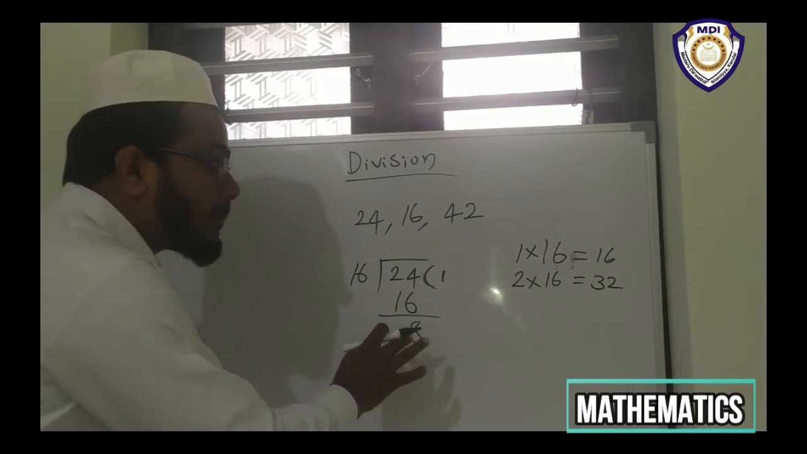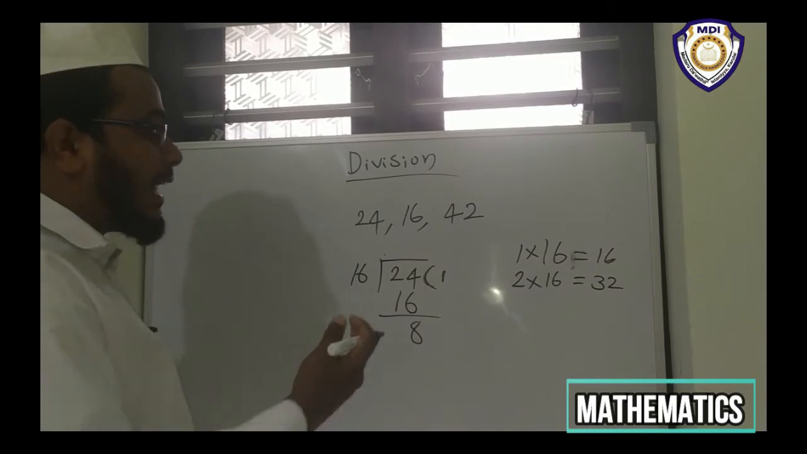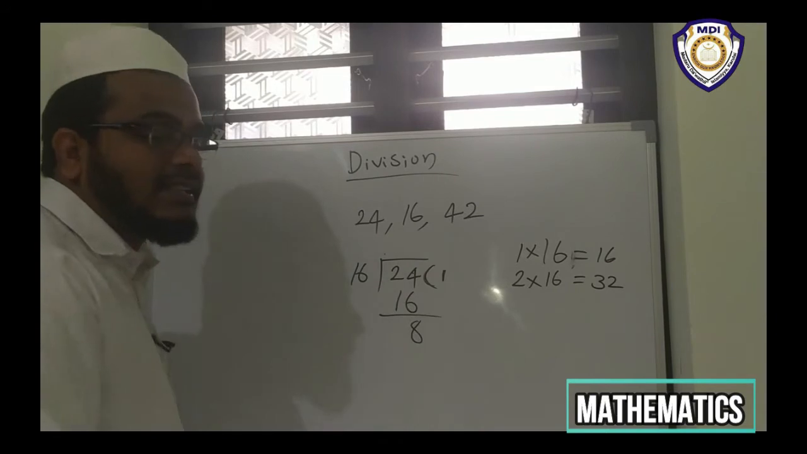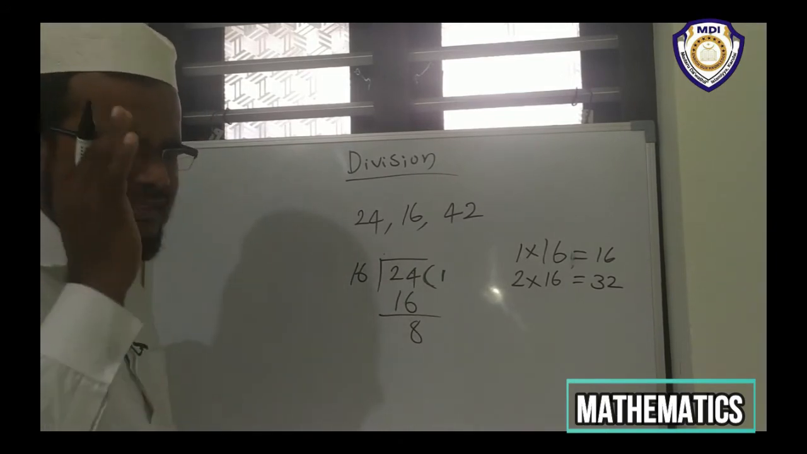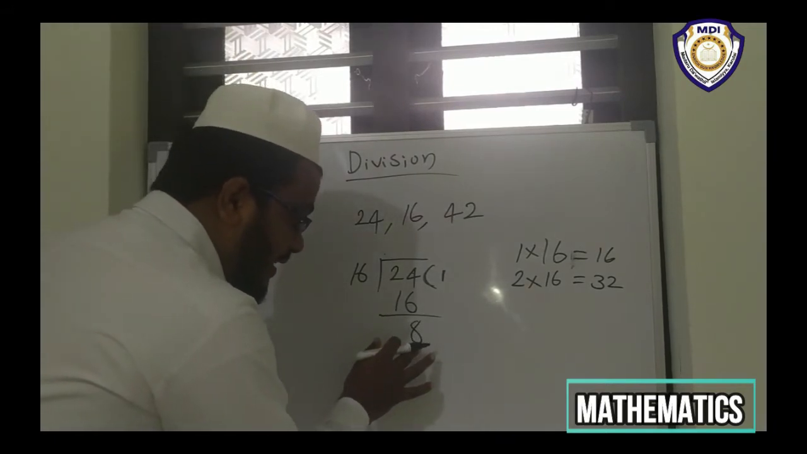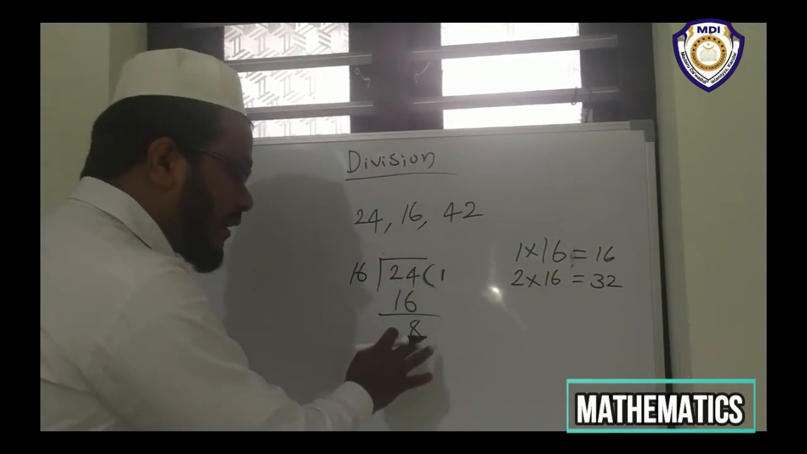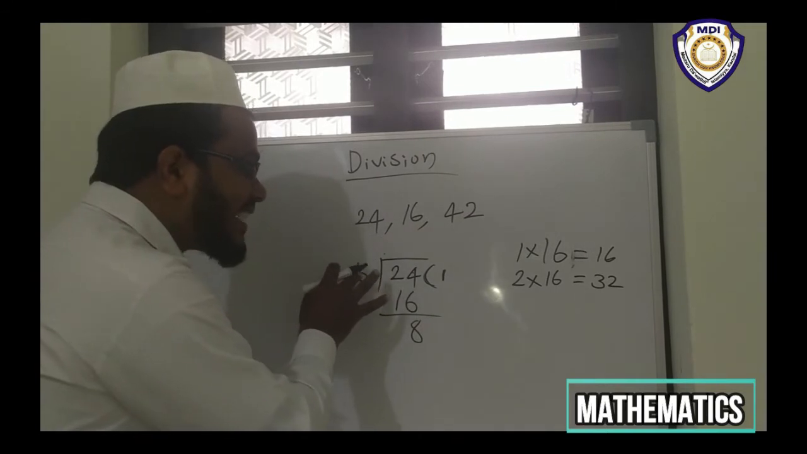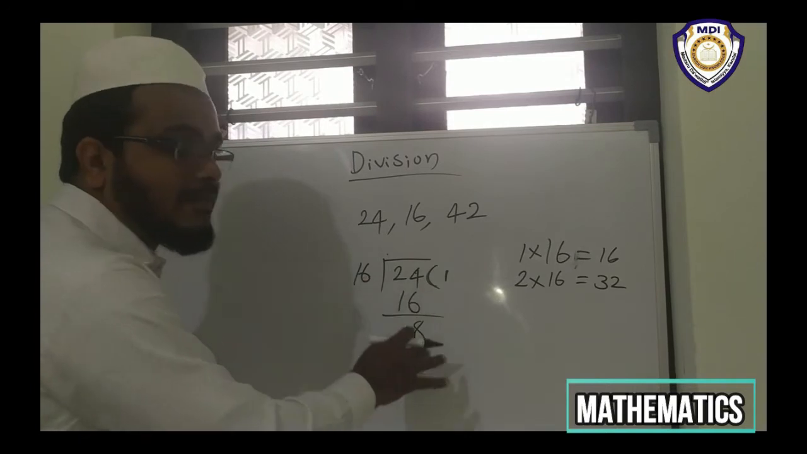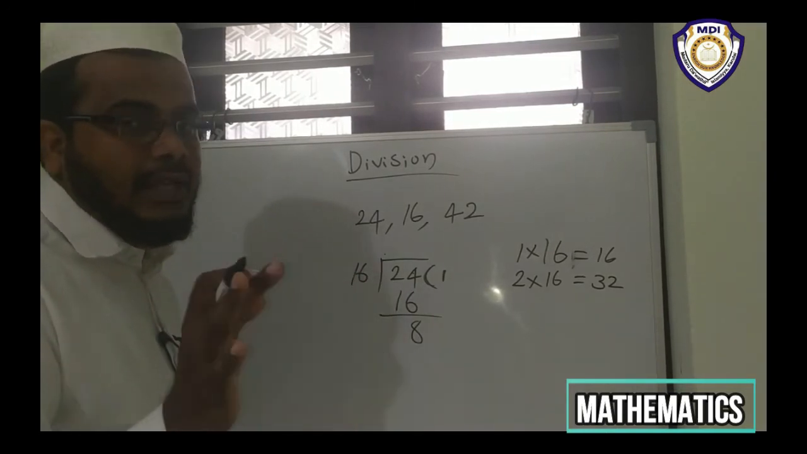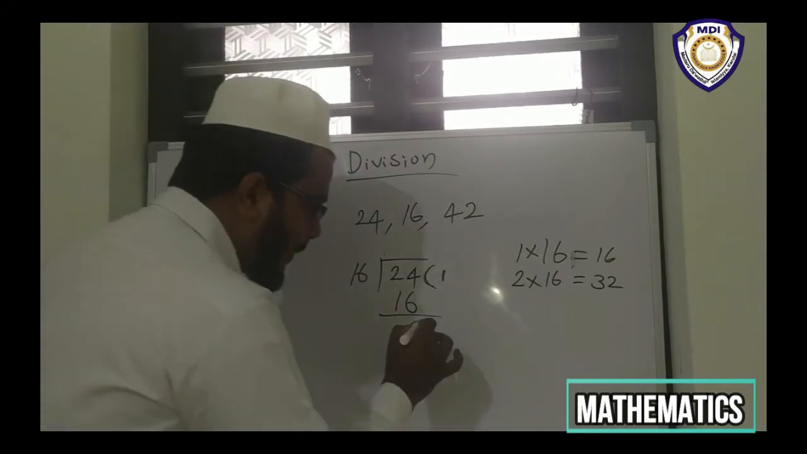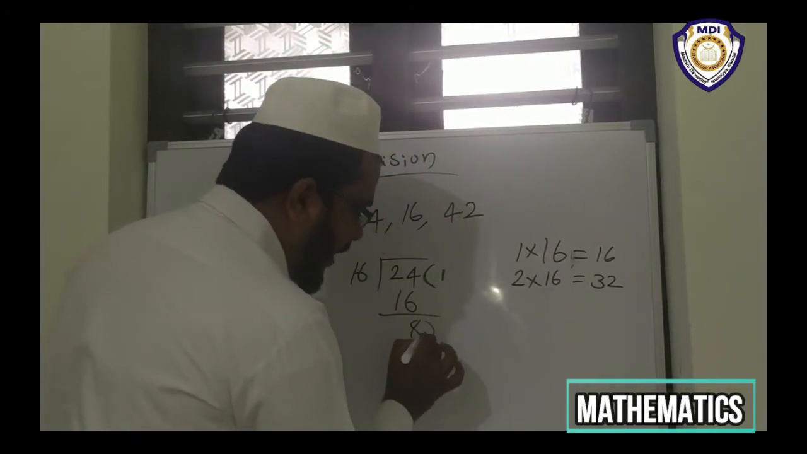The remainder becomes the divisor and the first divisor becomes the second dividend. Please listen carefully. This remainder becomes the next divisor and the first divisor 16 becomes the second dividend. That is the long division method.